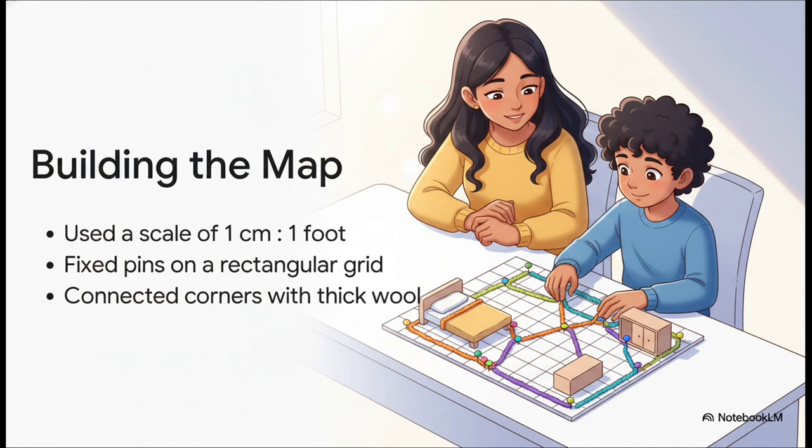She pinned down key coordinate points to mark the corners of the furniture, like the bed, the wardrobe, the doors, and then connected those pins with thick wool. This tactile map let Regien safely feel the layout, the distances, and the exact directions of his new space with his own fingers, all before he even stepped foot inside.